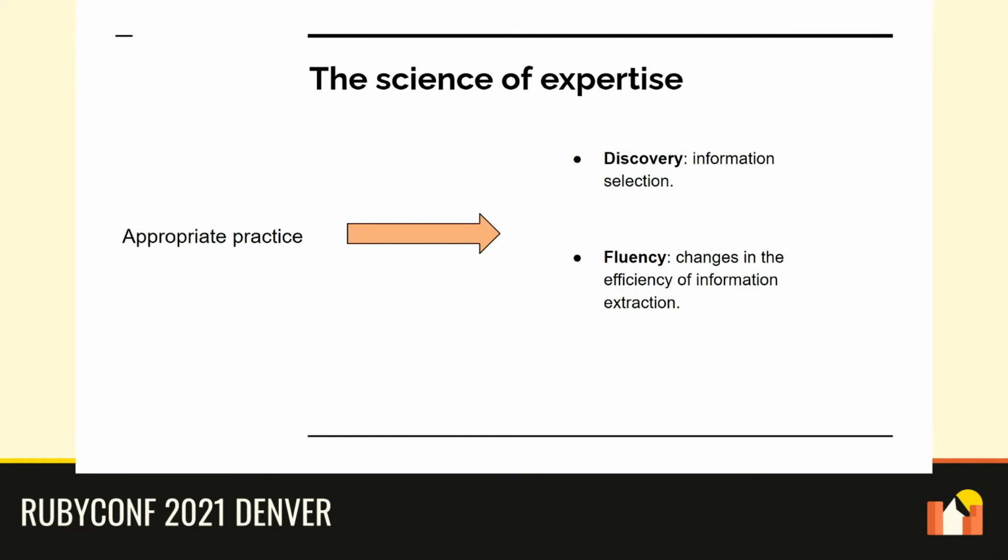The second category is fluency, extracting information with greater ease, speed, or reduced cognitive load. So it's not tiring for you to perform a task. You can see fluency has changes in the efficiency of information extraction. So remember the table we saw a few minutes ago? More parallel processing and faster pickup of information.